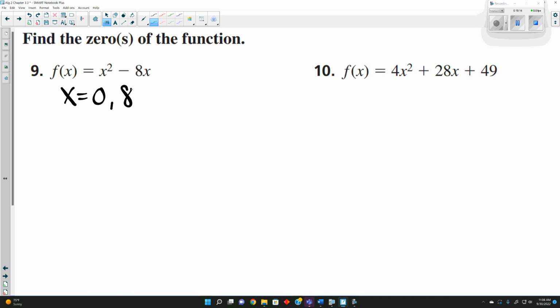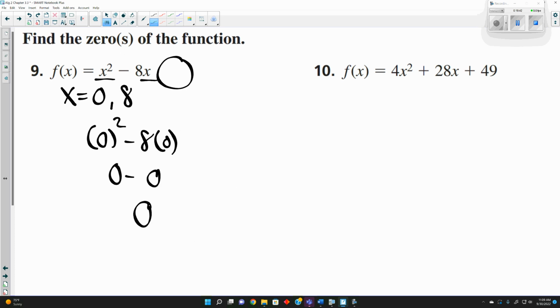And this here is kind of a nice piece of information to know. Whenever we don't have a constant term, a term added to it or subtracted from it that doesn't have a variable, one of the solutions has to be 0, because we're trying to see what value of x will make it be 0. Well, if we plug it in here, we'd have 0 squared minus 8 times 0. Well, 0 squared is 0, 8 times 0 is 0. Because if we don't have a constant term like the next one has plus 49, one of the solutions is going to be 0 every time.